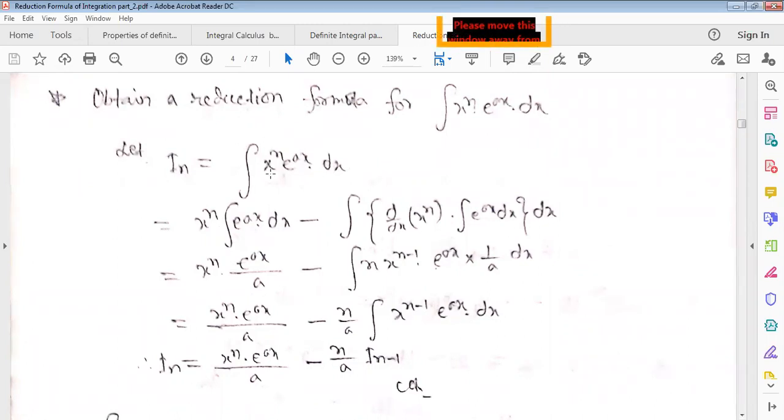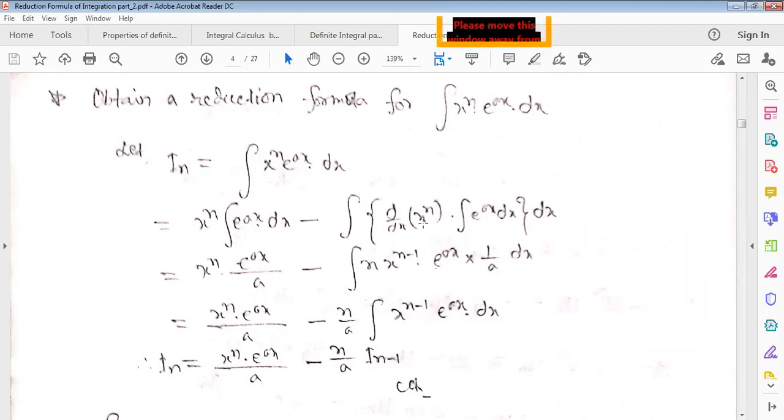That means the first one is u and the second one is v, so we use the integration by parts UV rule. Using the UV rule: u times the integration of v, minus the integration of the differentiation of u times the integration of v. Now for x to the power n and e to the power x, in integration we have to divide by the coefficient of x. Remember it: in integration we divide by the coefficient of x, and in differentiation we multiply by the coefficient of x.